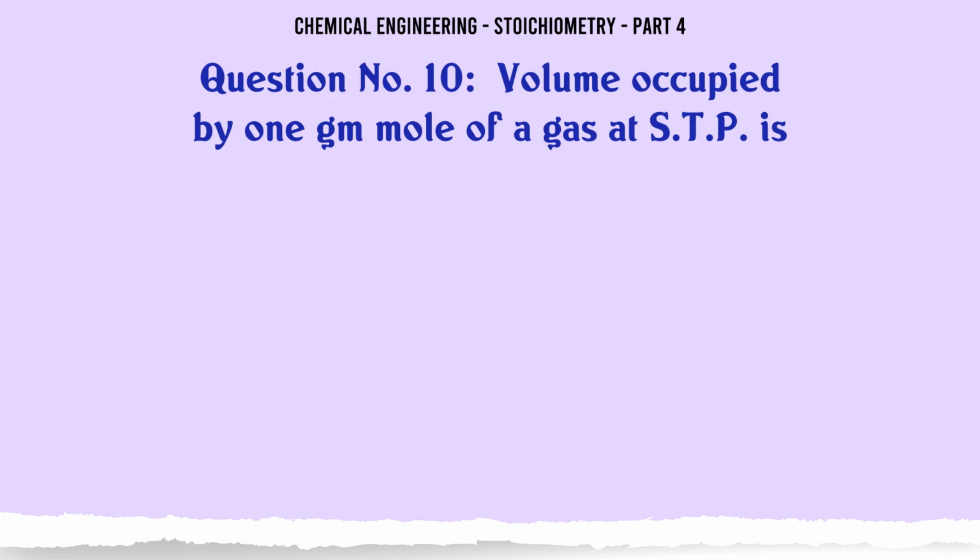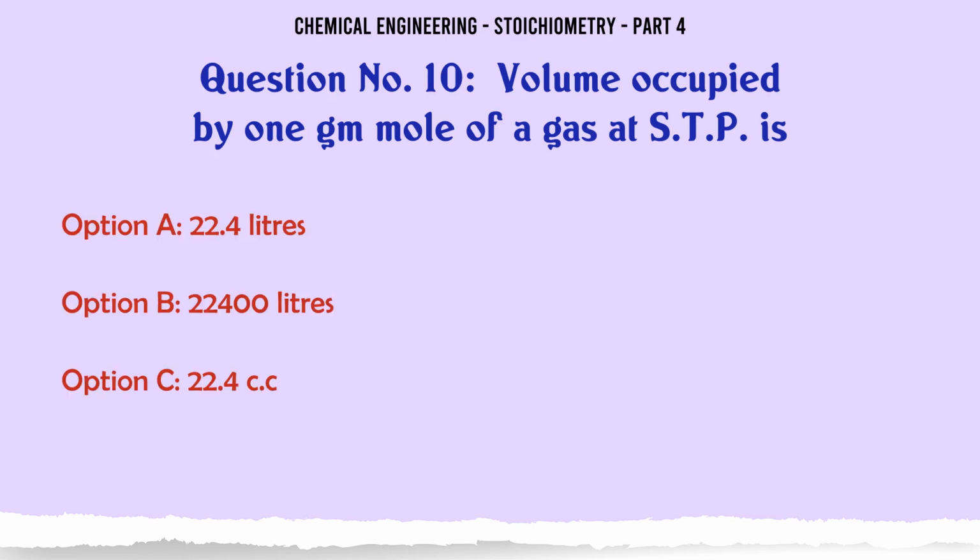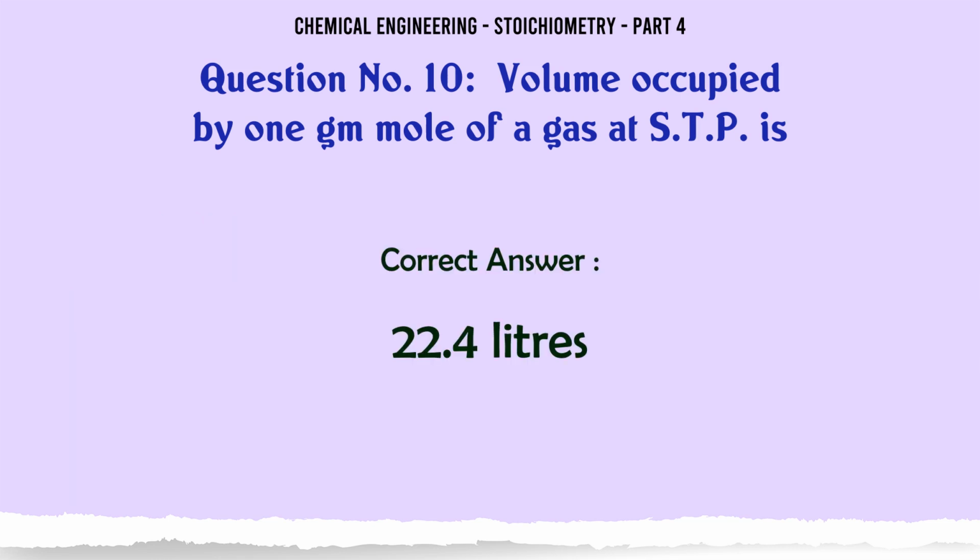Volume occupied by 1 gm mole of a gas at STP is A: 22.4 liters, B: 22,400 liters, C: 22.4 cc, D: 359 liters. The correct answer is 22.4 liters.